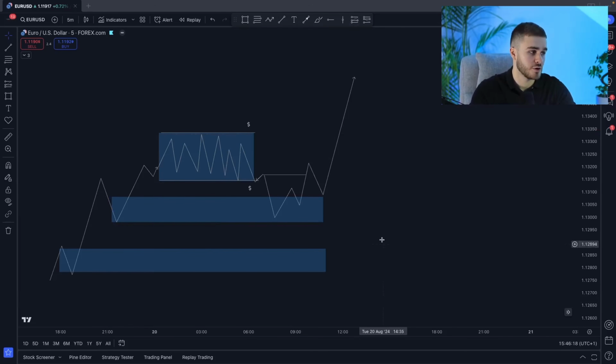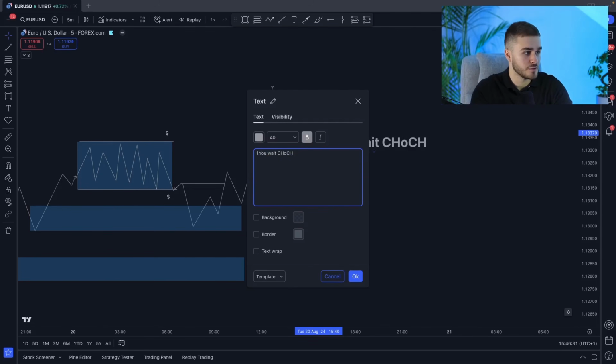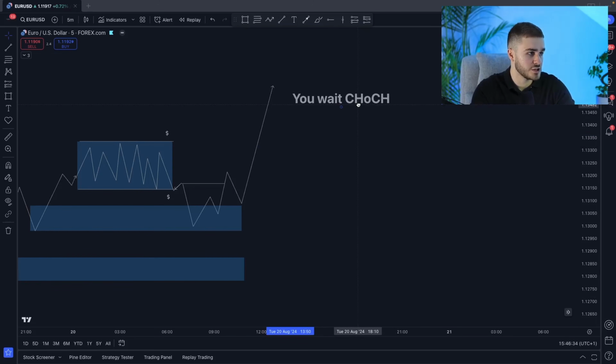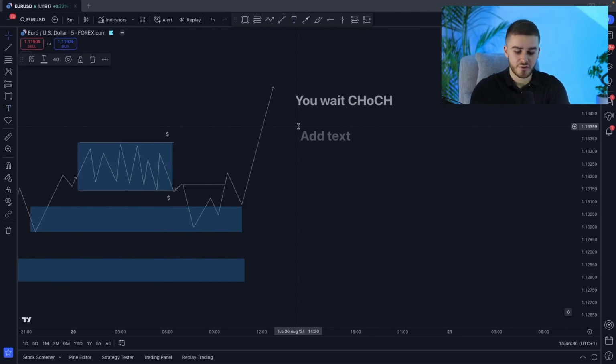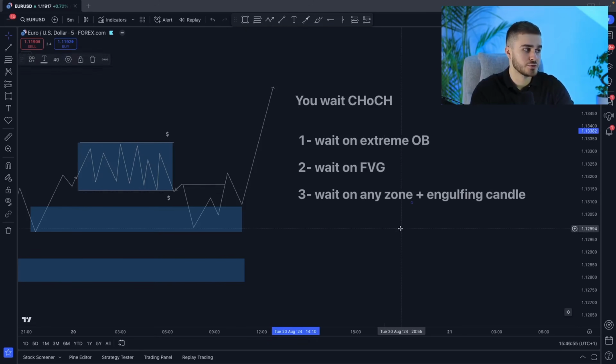So let's look at the three different options. What you can actually do is this. Option number one is going to be very, very simple. You wait for, of course, the change of character. So this is, in a way, a staple thing that you have to stick to. So you wait for the change of character first of all. Now, where it differentiates is something like this. Wait on extreme order block. Number two, you wait on the fair value gap. Or number three, you wait on any zone plus engulfing candle. So what is the main difference between all of this type of stuff?